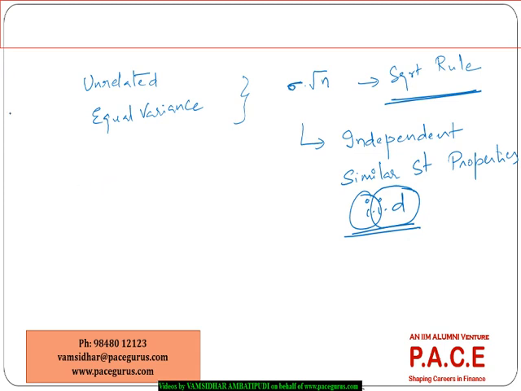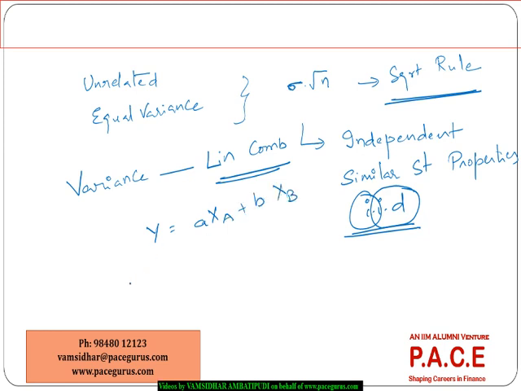Now, using the same context, let's say I am more interested in finding out the variance of some linear combination of the variables. So let's say y is some a times xa plus b times xb. Then if I'm interested in finding the variance of y, I'll simply do it as a squared times the variance of a plus b squared times the variance of b plus 2ab times the correlation between a and b, standard deviation of a, standard deviation of b.